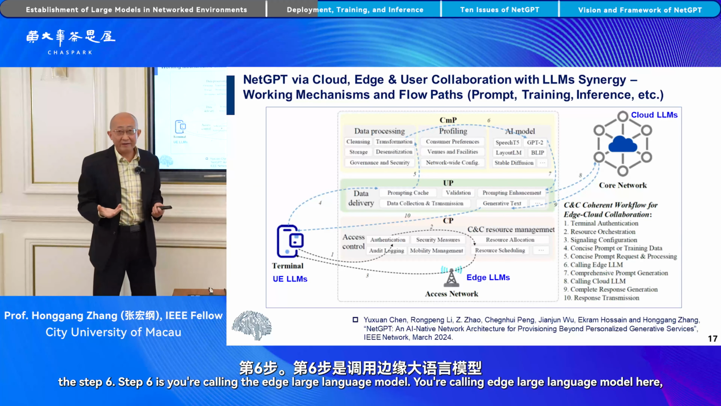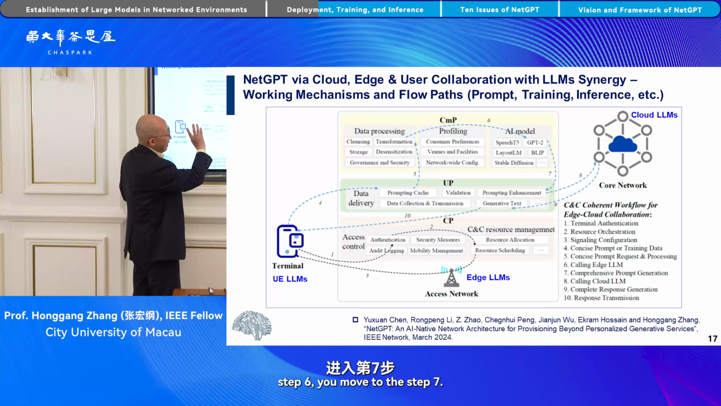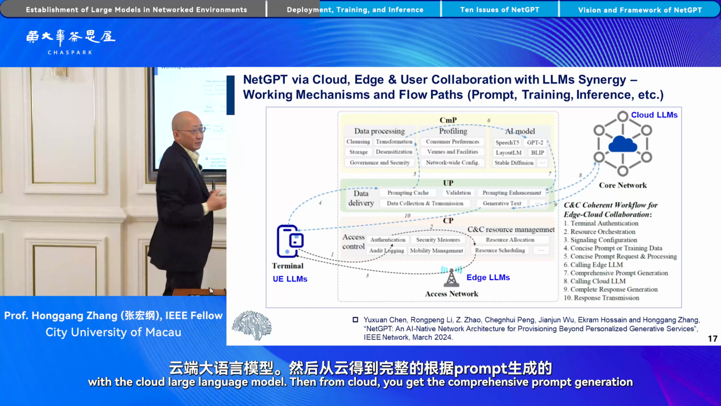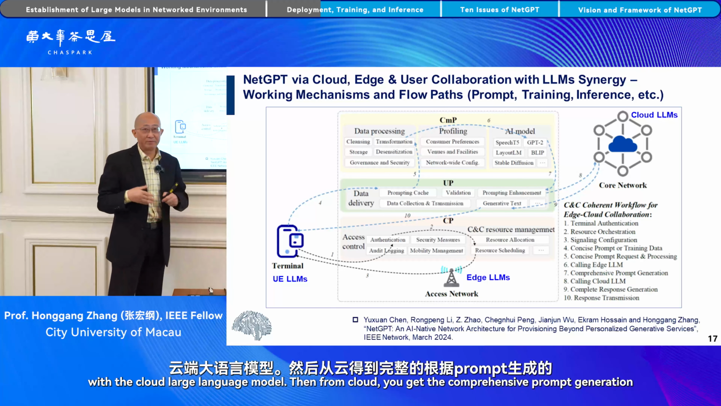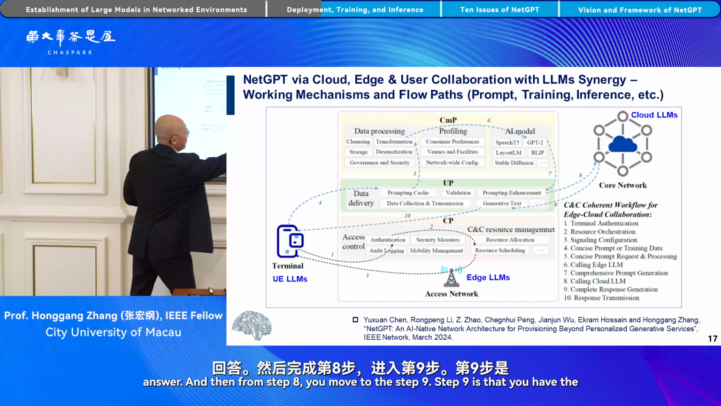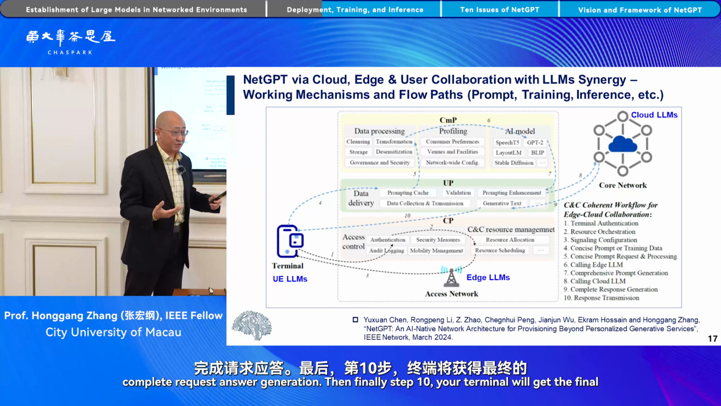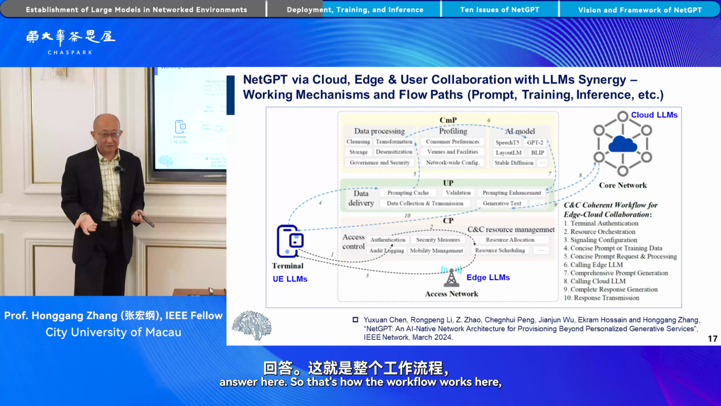After step 5, you move to step 6. Step 6 is calling the edge language model. After step 6, you move to step 7. In step 7, the edge language model will be connected with the cloud large language model. Then from the cloud, you get the comprehensive prompt generation answer, and from step 8 you move to step 9. Step 9 is the complete request answer generation. Then finally, in step 10, your terminal will get the final answer.